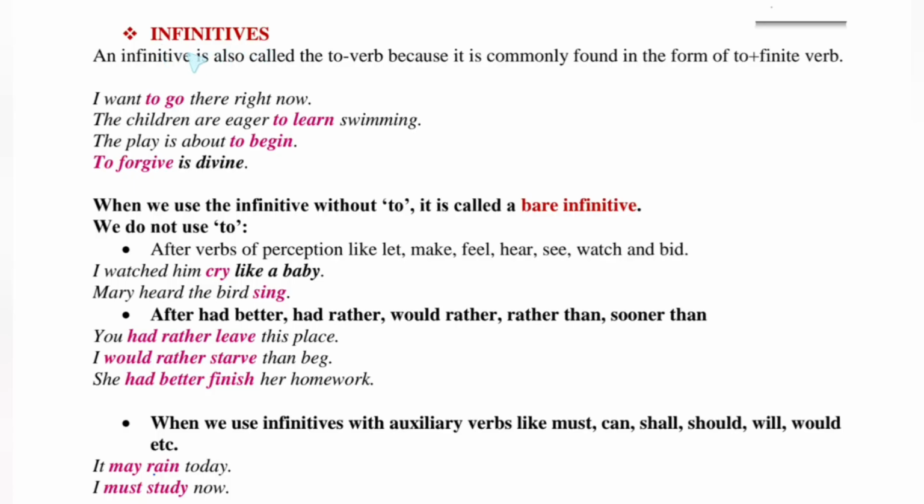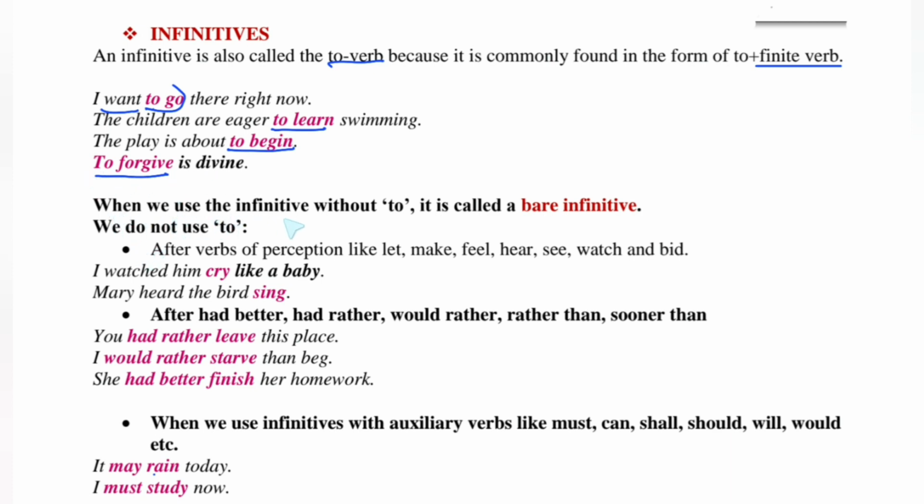First one is infinitives, and infinitive is also called the to verb. So to plus first form of verb, because it is commonly found in the form of to plus finite verb. Examples: I want to go there right now. Here I want, want is the finite verb and this to go is to infinitive. The children are eager to learn swimming. The play is about to begin. To forgive is divine. This is also to infinitive, to plus first form of verb.